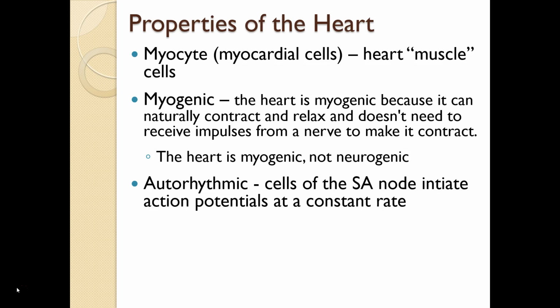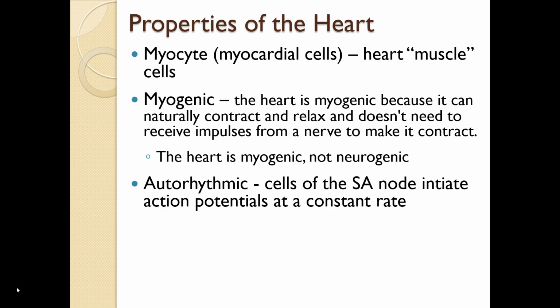They can cause contraction without the aid of the central nervous system. Okay? So that's why we say the heart is myogenic. The cells can have their own action potentials basically and cause the muscle to contract. So the heart is myogenic, not neurogenic. That's what that means. So myogenic just means the stimulus occurs in the heart muscle cells themselves and not by stimulation of a neuron.